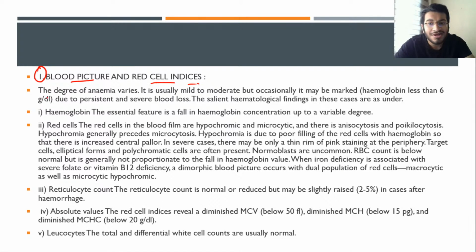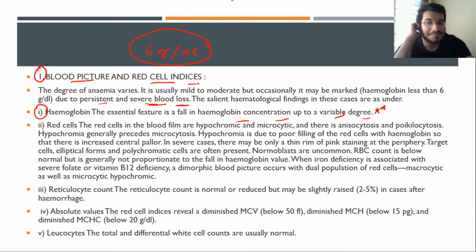So the degree of anemia varies and it is usually mild to moderate, but occasionally it may be marked in the females with the hemoglobin less than 6 gram per deciliter, due to persistent and severe blood loss. Then the salient hematological findings in these cases are as under. First is hemoglobin. The essential feature is fall in hemoglobin concentration up to variable degree, right?